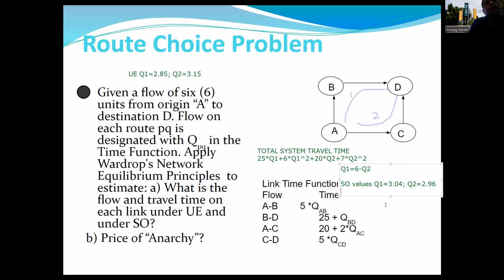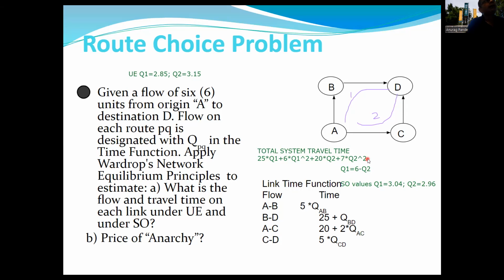Now, because these values are different for user equilibrium and system optimal, they lead to total system travel time being different depending upon what equilibrium flow you use. If you use this user equilibrium flow in this equation, your total system travel time will come out to be about 252 units.